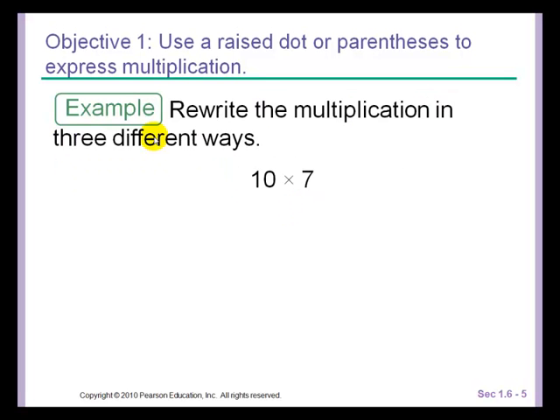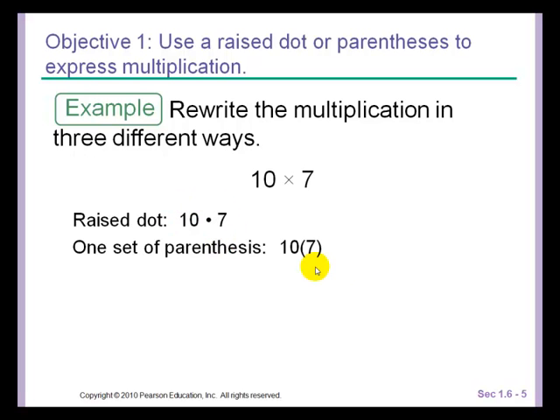Rewrite the multiplication in 3 different ways. Many of you are used to seeing multiplication written with an x. However, as we get into algebra, we will use x as a variable, and it can be confusing if sometimes you use x as multiplication and sometimes you use x as a variable. So we are going to flip over to 2 different notations, the raised dot, 10 times 7, or parentheses, either 1 set of parentheses or 2 sets of parentheses.